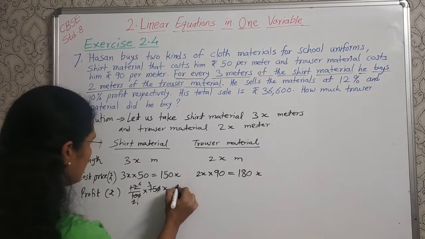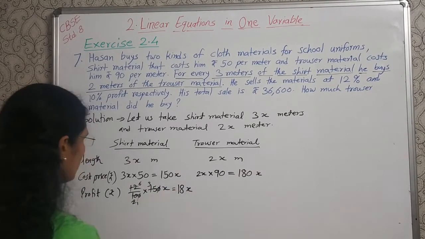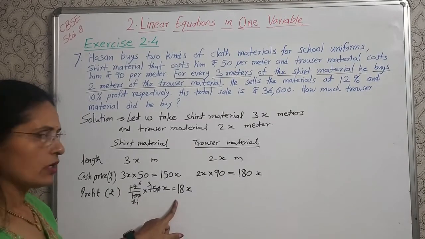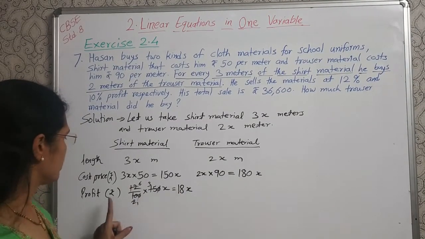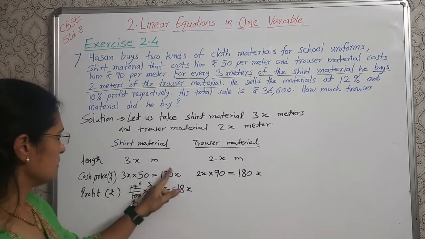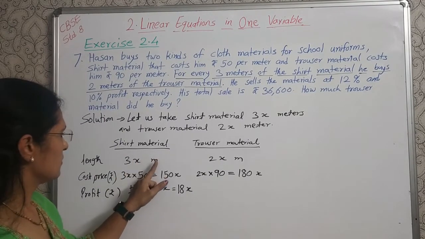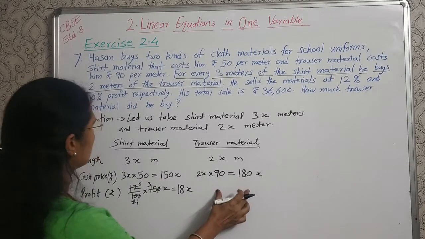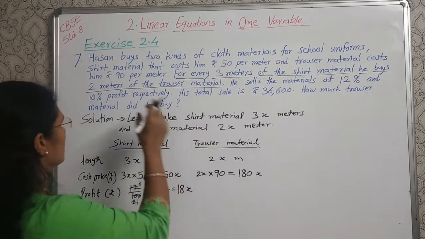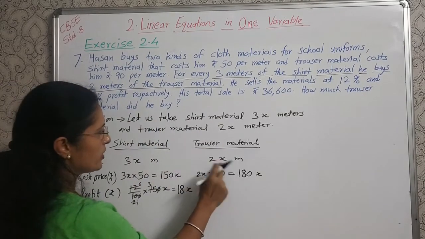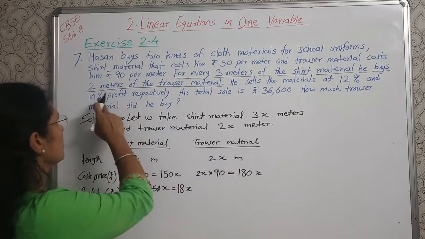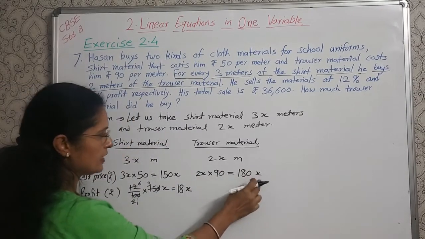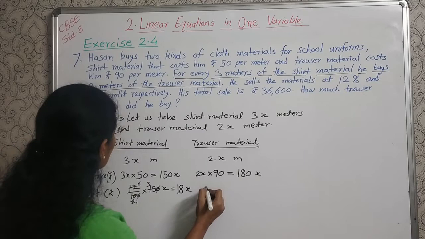So this is 18x rupees. 18x rupees is the profit. He'll take 18x rupees profit after selling this 3x meters of shirt material. Now how much profit is he taking here? So after selling this 2x meters of trouser material, he will get 10% profit. So the profit on this 180x rupees is 10%.